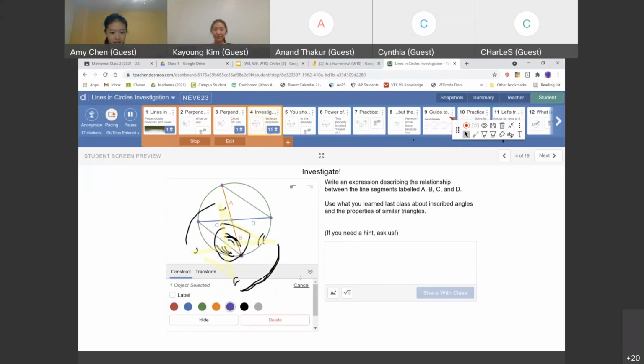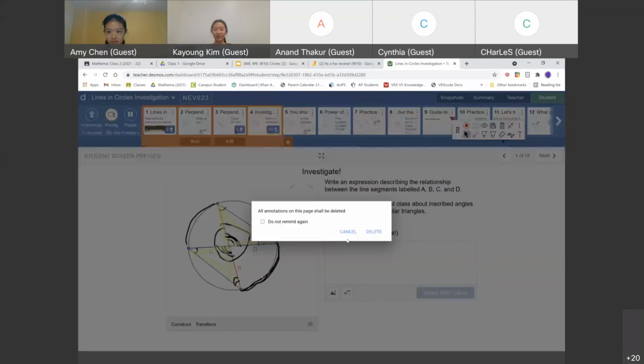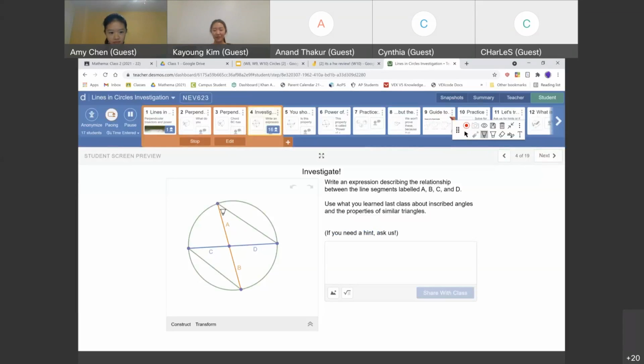Now, using the fact that they're similar triangles, A and D are sides of one triangle, and C and B are the sides of the other, right? So for now, you could try to write a proportion, a ratio equal to another ratio, or you could write an equation. Write the relationship between these sides.